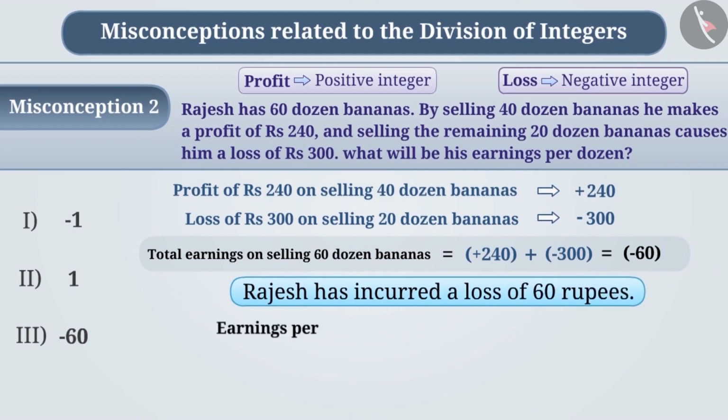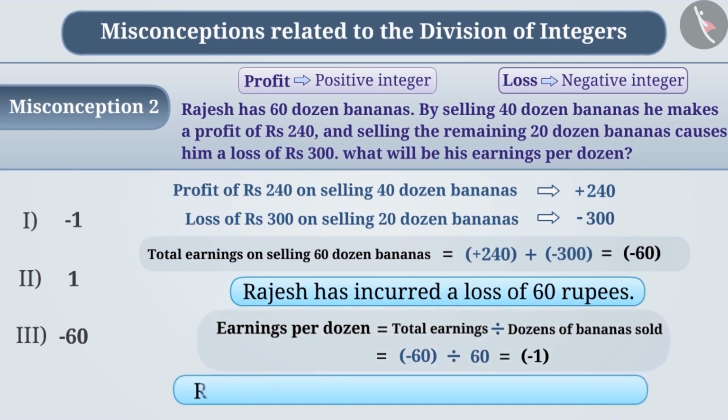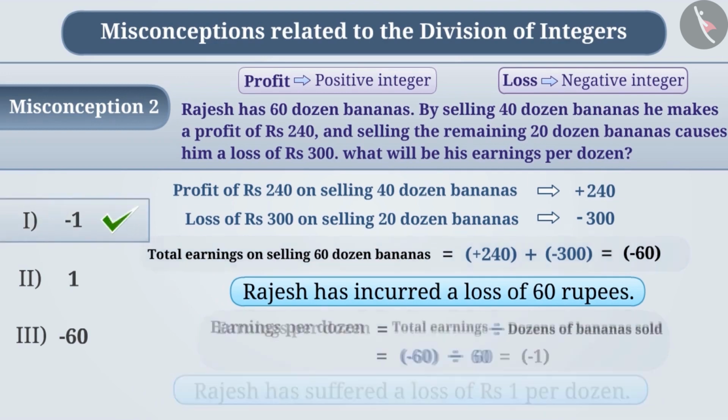Hence, his earnings per dozen will be equal to total earnings divided by dozens of bananas sold, which is equal to Rs minus 60 divided by 60, which is equal to Rs minus 1, which represents a loss of Rs 1 per dozen. In this way, Rajesh has incurred a loss of Rs 1 per dozen. Hence, the correct answer is option 1.